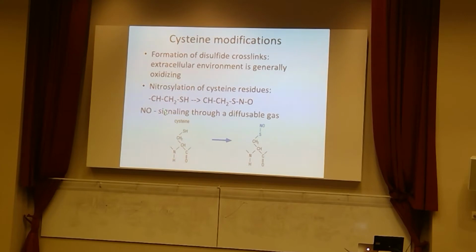The addition of a diatomic gas, nitric oxide, can change this cysteine structure, and there's a really interesting biochemistry about this NO gas that's actually being a signaling molecule responsible for some interesting changes in physiology. Again, this manifests itself as a post-translational modification onto the cysteine side chain.